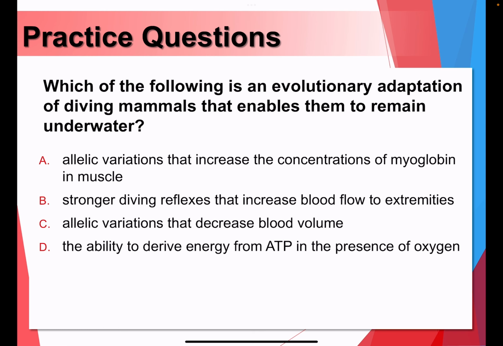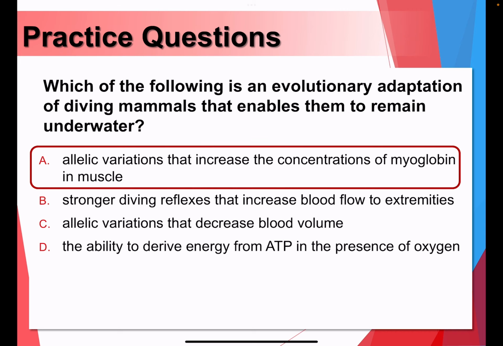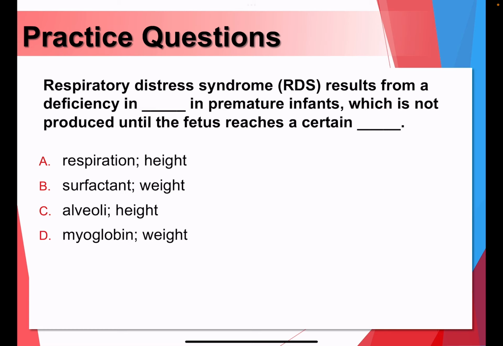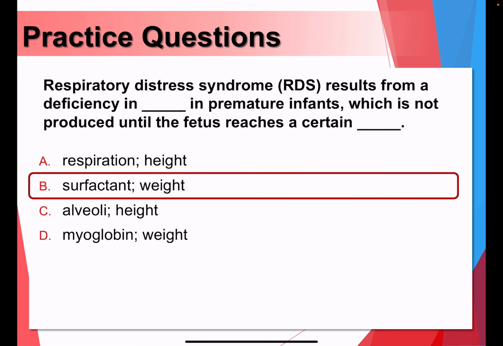Okay, which of the following is an evolutionary adaptation of diving animals that enables them to remain underwater? We just talked about that. They have some variation in their alleles that increase the concentration of myoglobin in their muscles. Respiratory distress syndrome results from deficiency in what in premature infants, which is not produced until the fetus reaches a certain what? Surfactant, and it is not produced until they reach a certain weight, which is why it is usually after 30 weeks of gestation. And that's all I have for you for chapter 42.